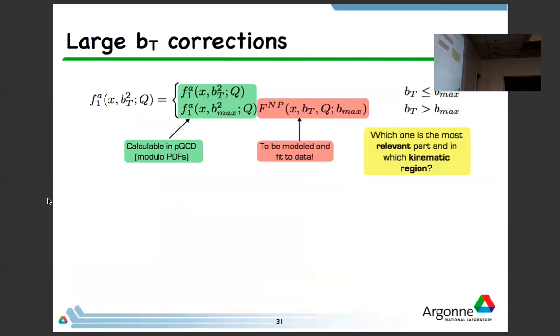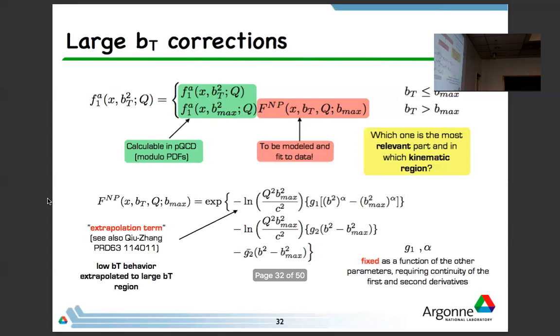Okay, so how to model the large bT correction? The form of fNP is a choice, but what we choose is the following. Below bmax, we calculate the TMD PDF with the Wilson coefficients perturbatively. When bT is larger than bmax, we freeze the value at bmax and we stick on a model. This model is built in the following way. You have a first term here, which is an extrapolation term, and then you have a term related to the correction proportional to q squared, so it's the non-perturbative correction to the evolution, and this g2 bar here is basically the intrinsic momentum, so it's the intrinsic correction.